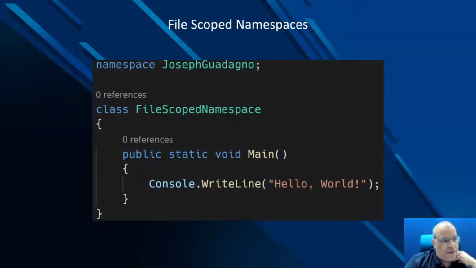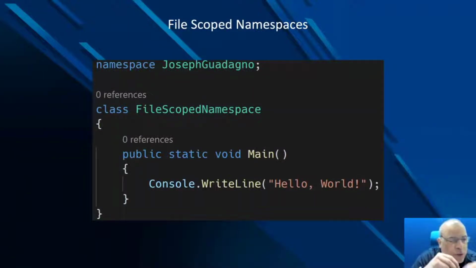Next feature, it's also semi-controversial, is file scope namespaces. This allows you to add a namespace at the file level, basically removing one set of indenting. So here it's making the assumption that this class is going to be part of the Joe Guadagno namespace. If I look at the compiled code, you'll see Joe Guadagno dot file scope namespace dot main in this case.